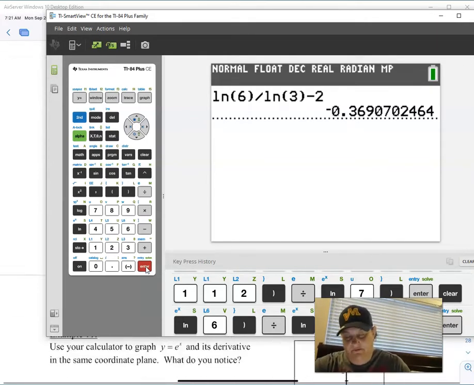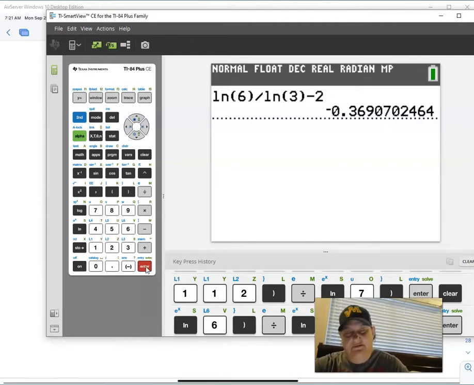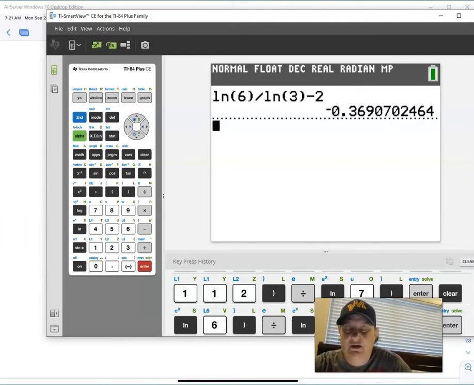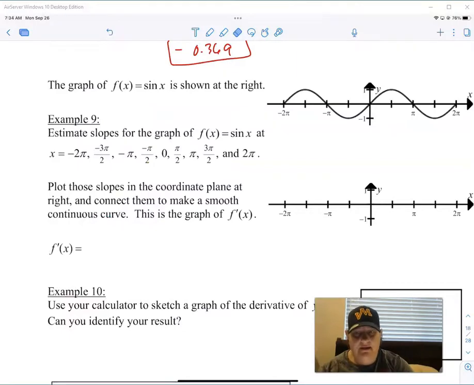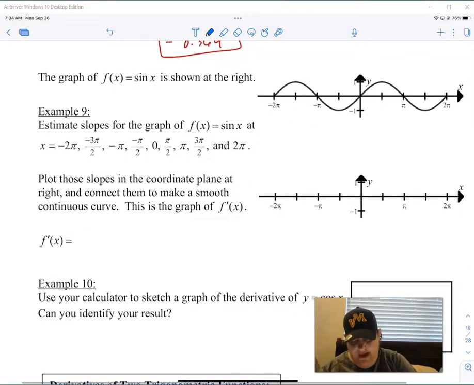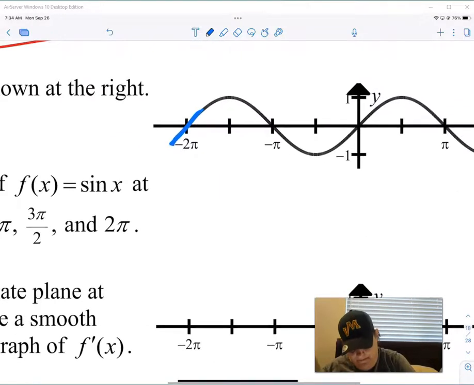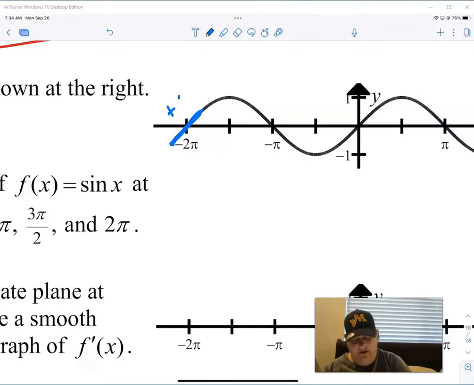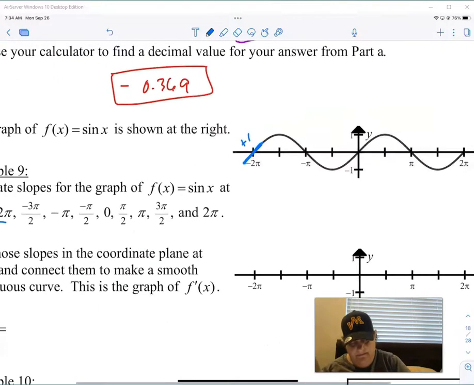Alright, let's move on to derivatives of sine and cosine. Alrighty, guys. Now, this is kind of cool. Let's check this out. This is the graph of sine, from negative 2 pi to 2 pi. We're going to estimate these slopes. So I'm going to start with negative 2 pi. That's right here. It's a positive slope, right? And it looks like it's going up, like up 1 over 1. Let's just call that a positive.